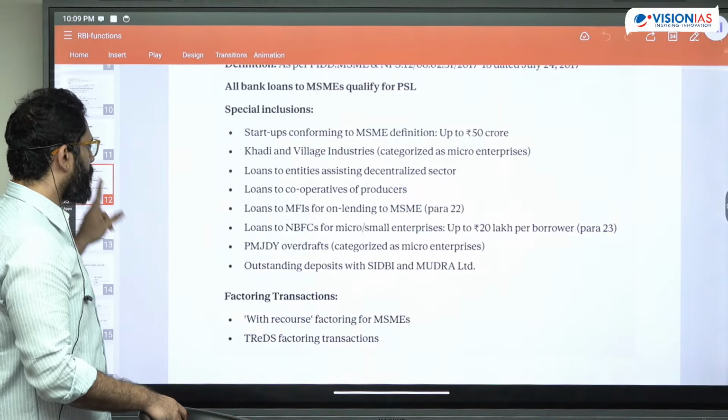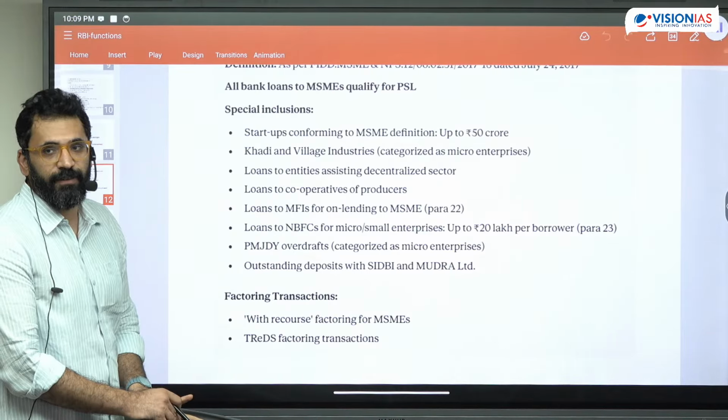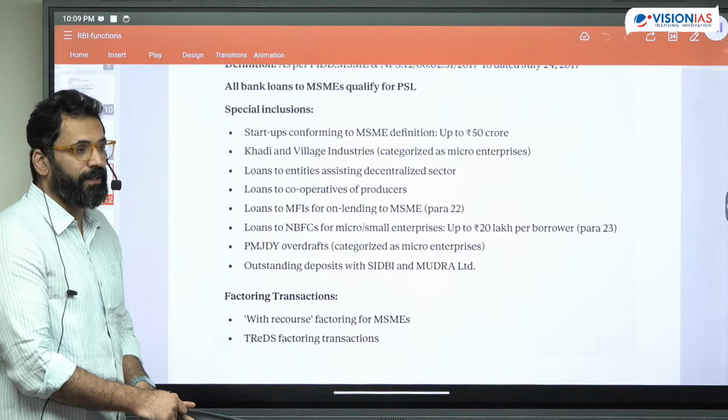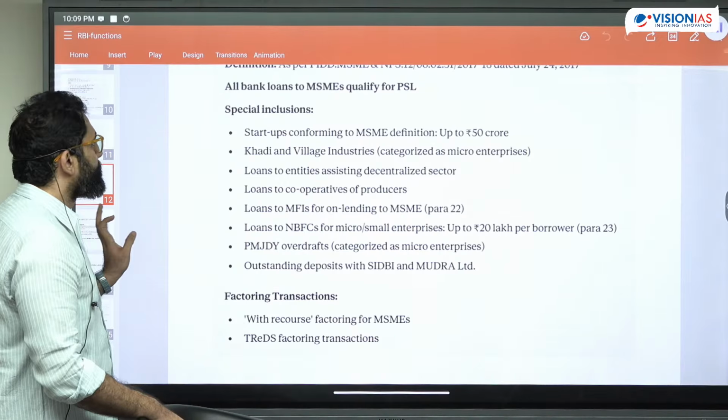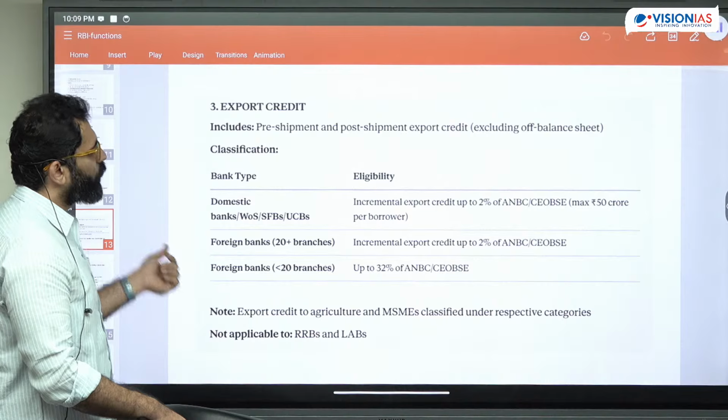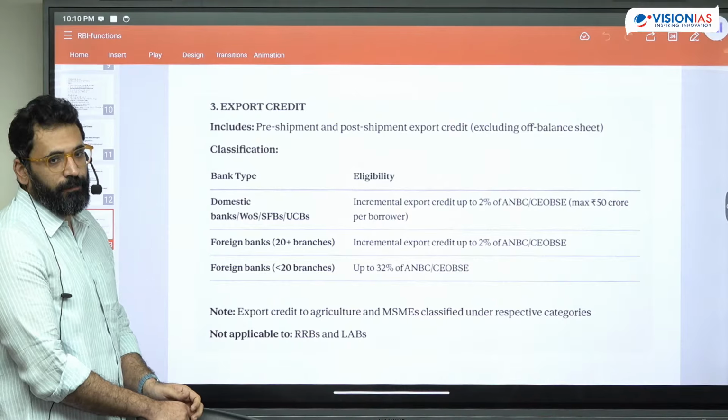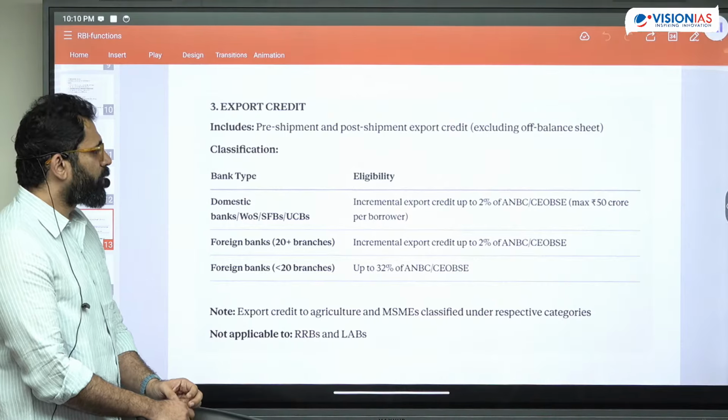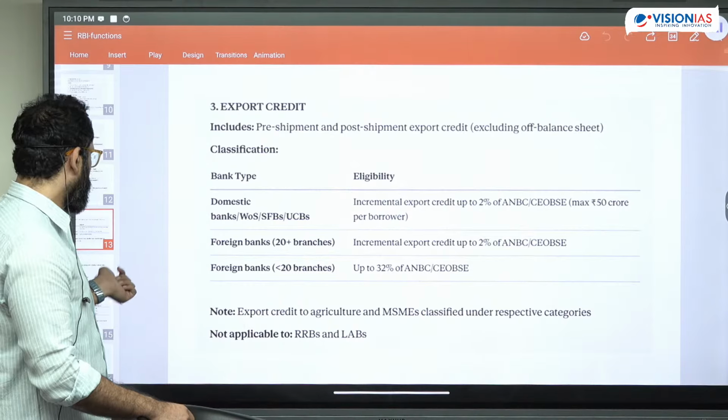Apart from MSME, what are the other sectors? Agriculture and MSME. Beyond that, what is included under priority sector loans? You have export credit, which is the third biggest component here. Export credit, different types of loans being covered.